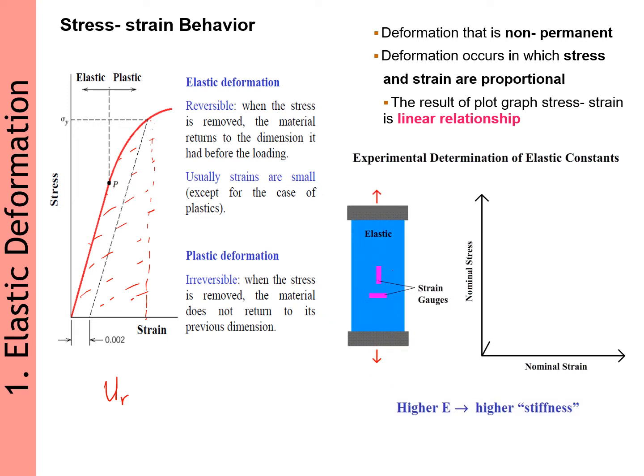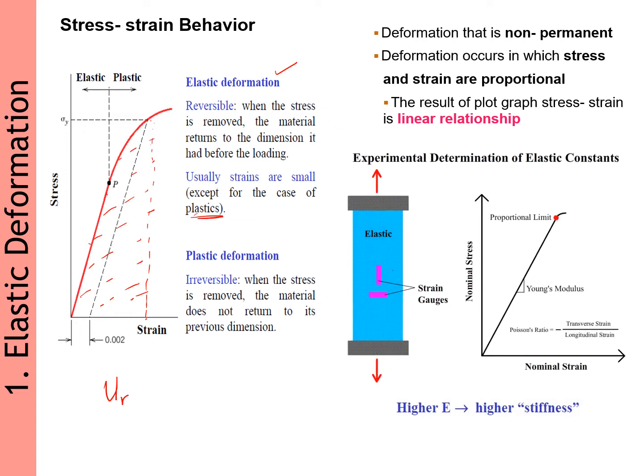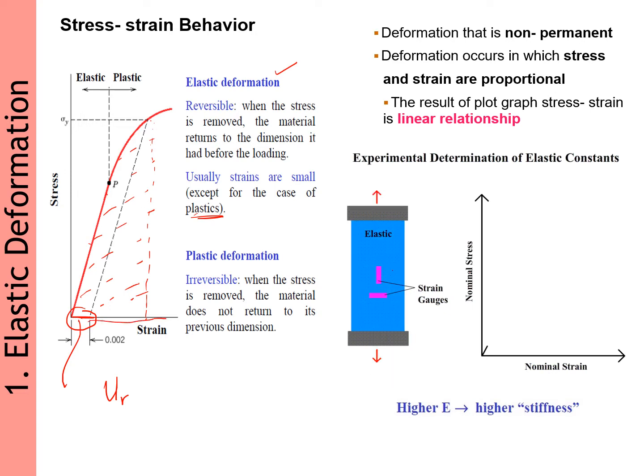The elastic deformation is also reversible. When the stress is removed, the material returns to the dimension it had before the loading, and usually the strain is very small. Compared to that, the region of plastic deformation is much longer, and plastic deformation is irreversible. When the stress is removed, the material does not return to its previous dimension, as shown in this animated stress and strain.